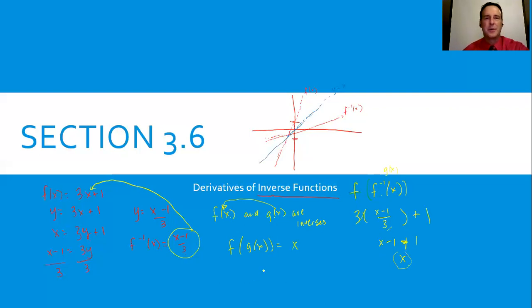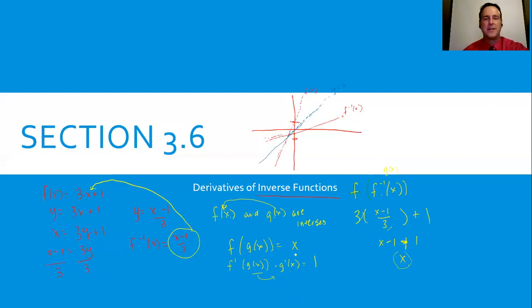Now here's what I'm going to do. I'm going to take the derivative of both sides. When I do that, I'm going to be careful with this left side because I'll take first the derivative of the f. I'm going to leave my g of x on the inside, and then by chain rule, I'm going to multiply by g prime of x. Take the derivative of the inside, put it on right there. And then, of course, the derivative of x is 1.